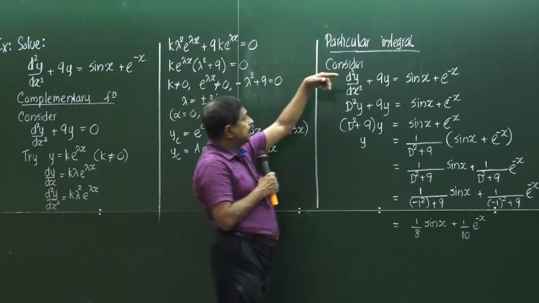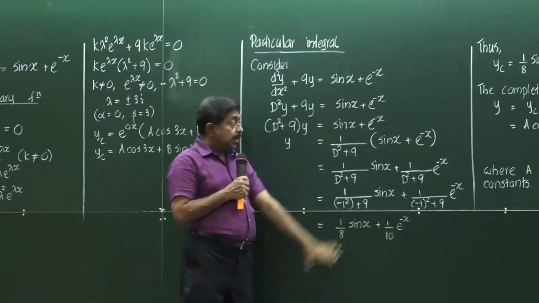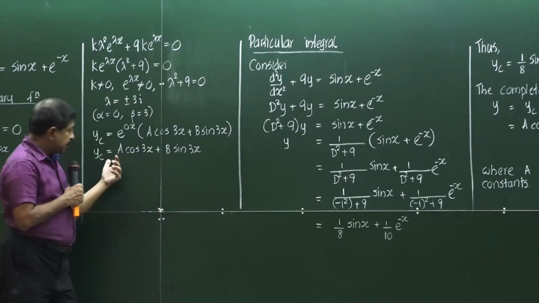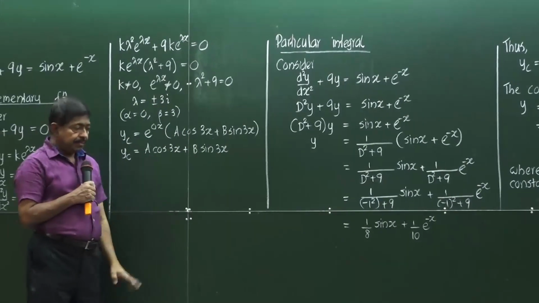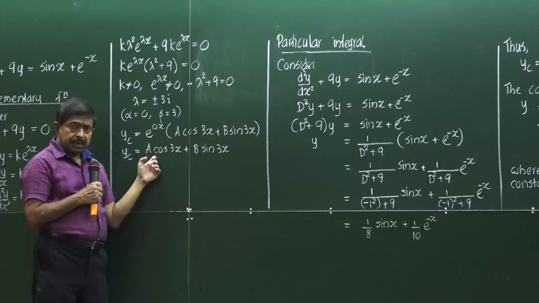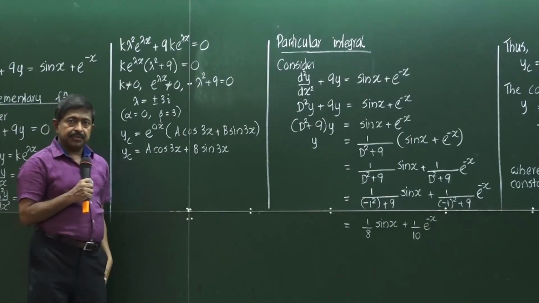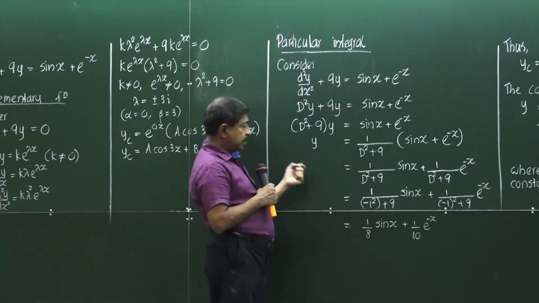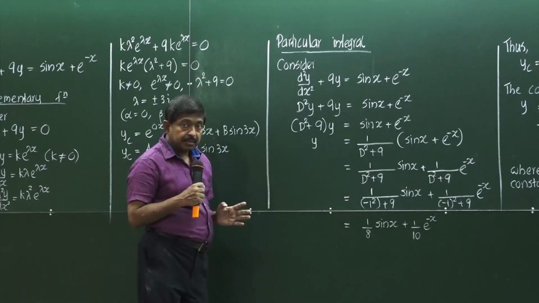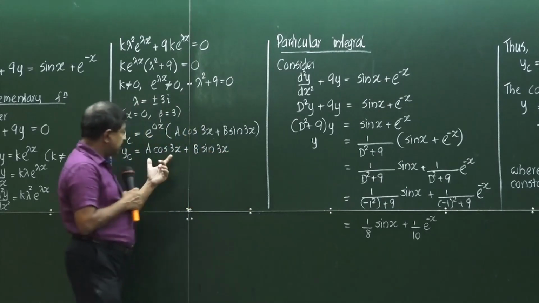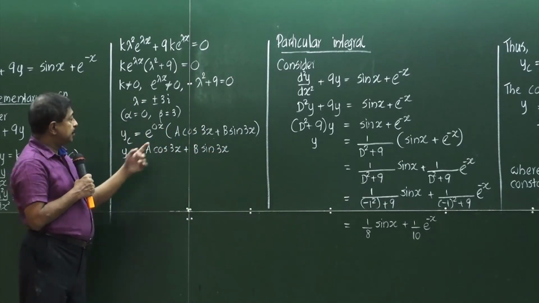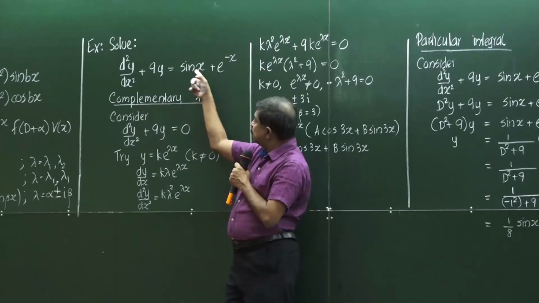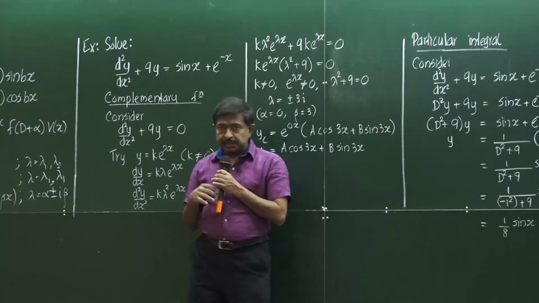Now to find the particular integral, you consider the entire equation. This is where you actually find the solution. This part completes the solution. Once you add the complementary solution, you will get the full set of solutions. But if you just take this solution itself, it is not a solution to the full equation. It is the solution to the homogeneous equation. Once you add something else, it is not a solution.